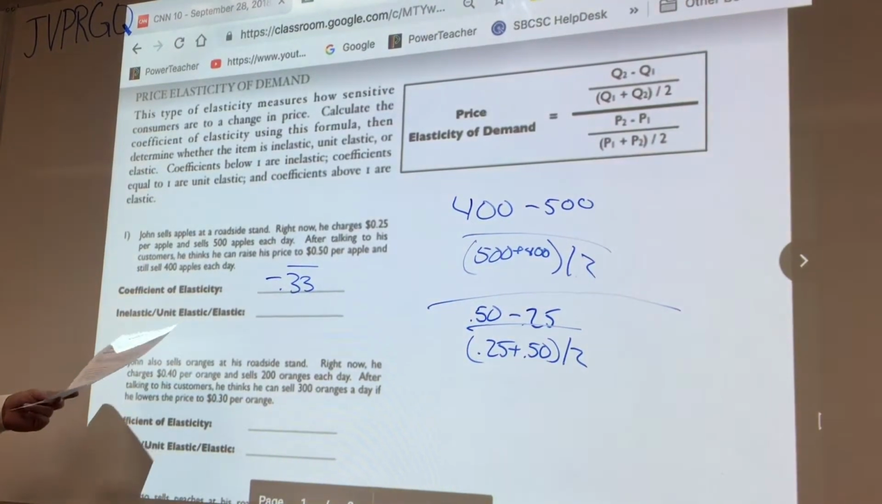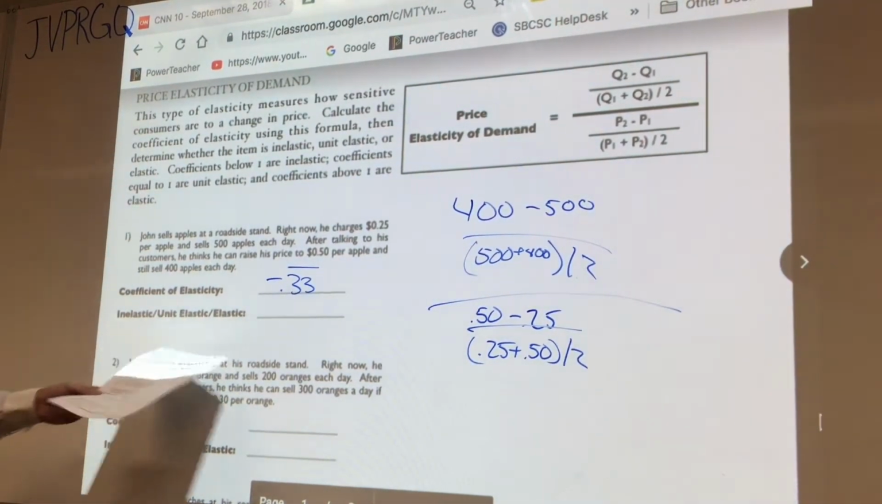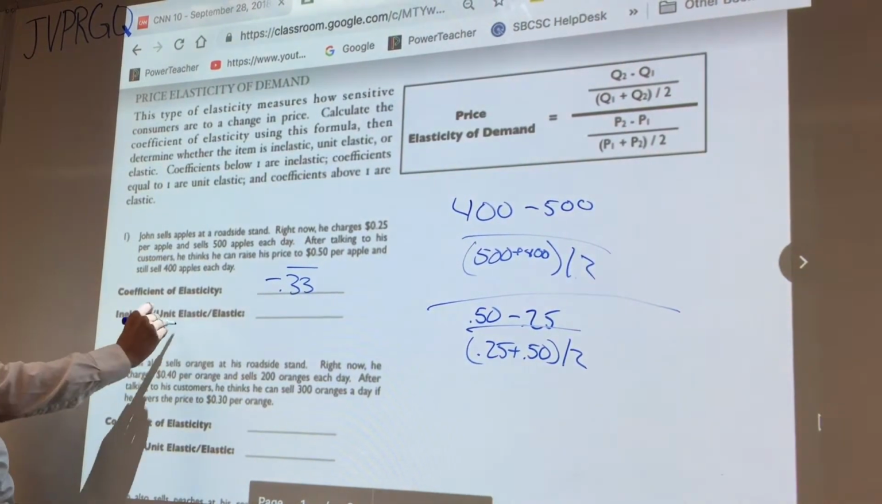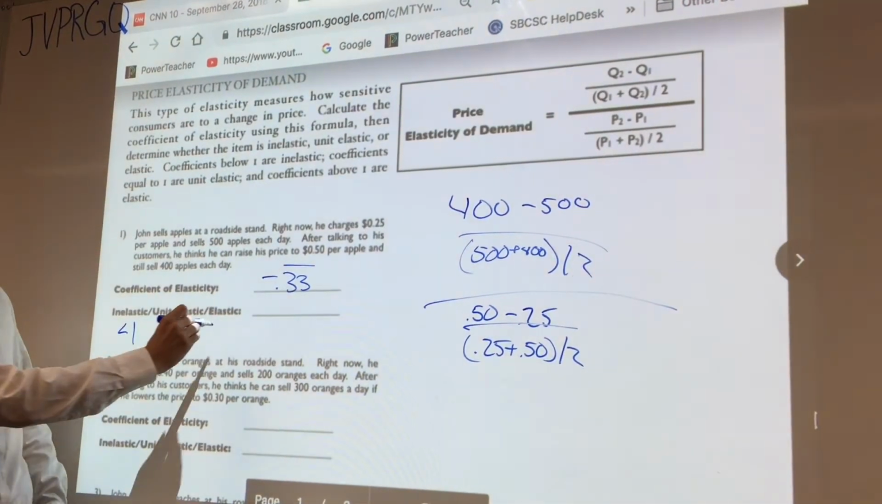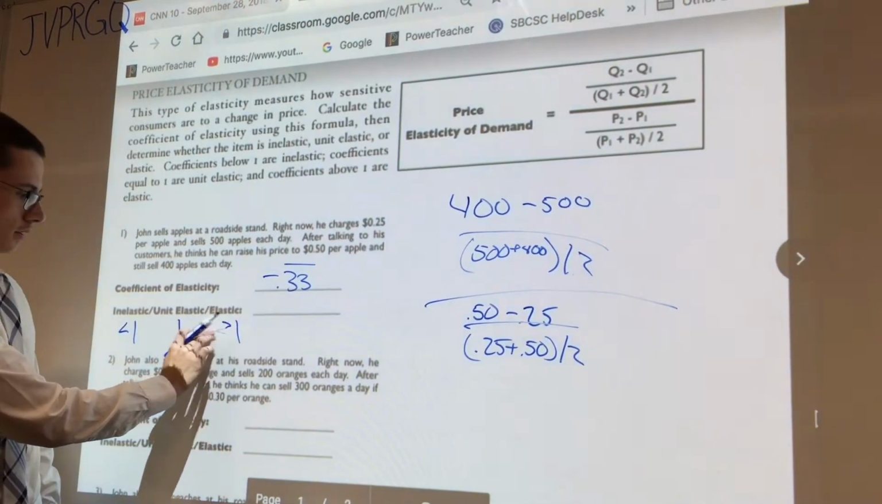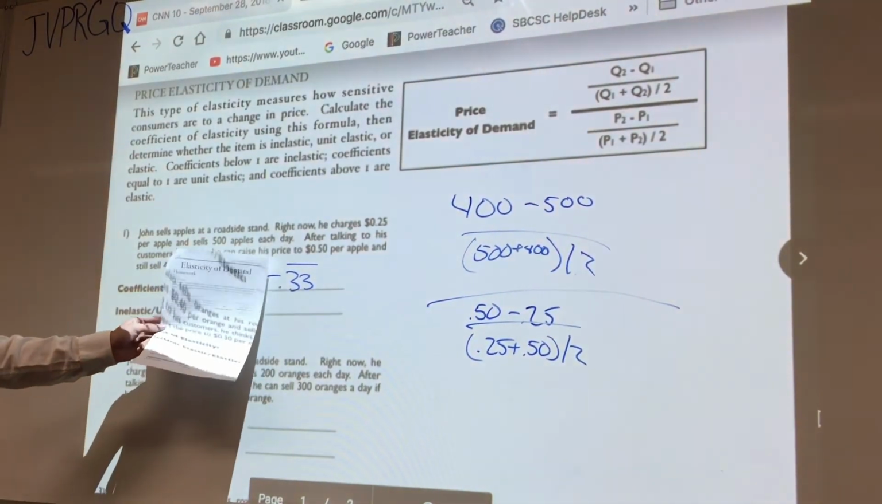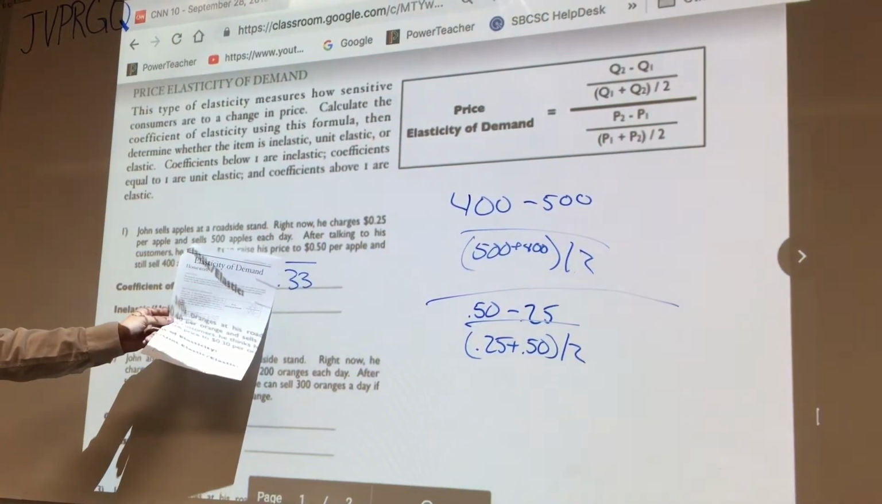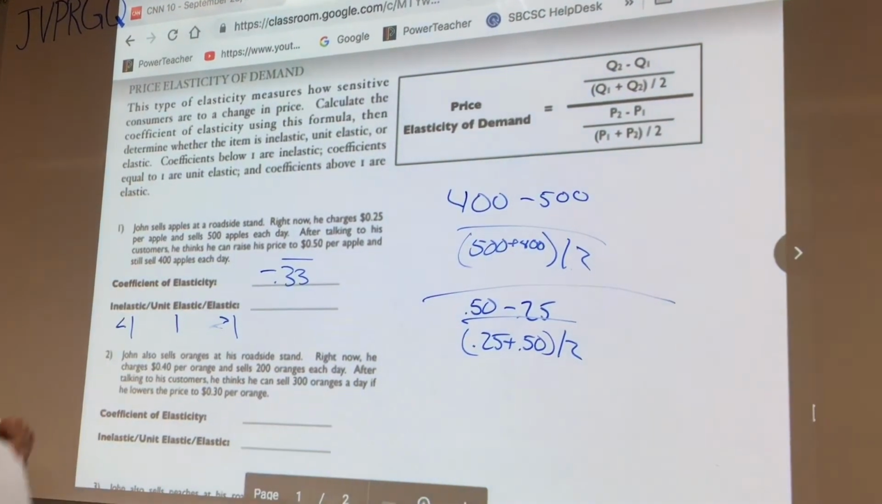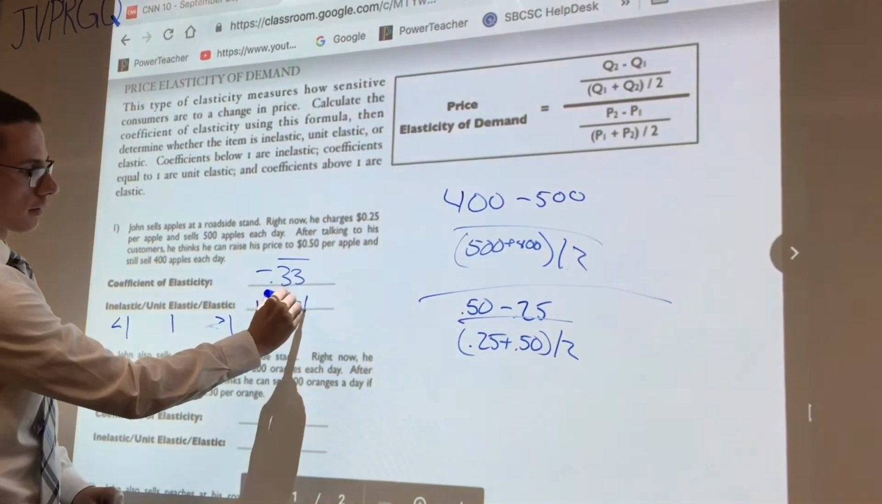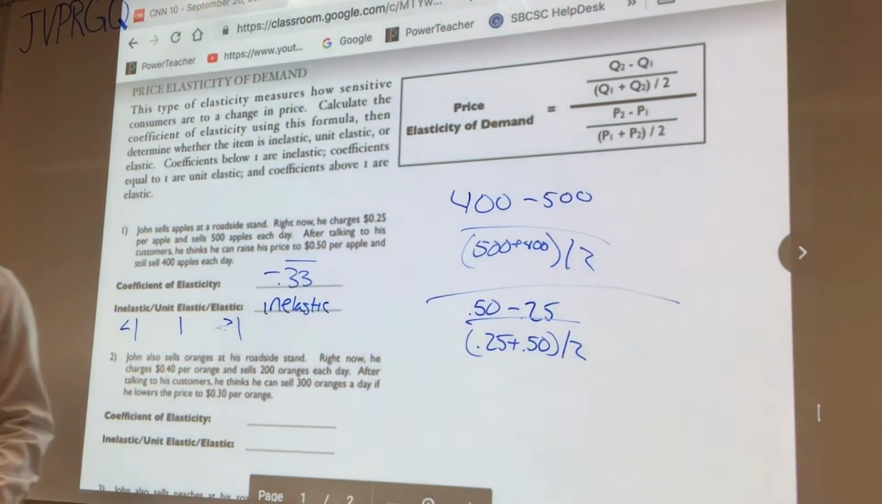And for this right here, if it's less than 1, it's inelastic. If it equals 1, it's unit elastic. If it's greater than 1, it's elastic. And 0.33, the sign doesn't matter, you don't care about that right now. So the coefficient's less than 1, so you're like, oh, it's inelastic, and then you have the right answer. And that's how that works.